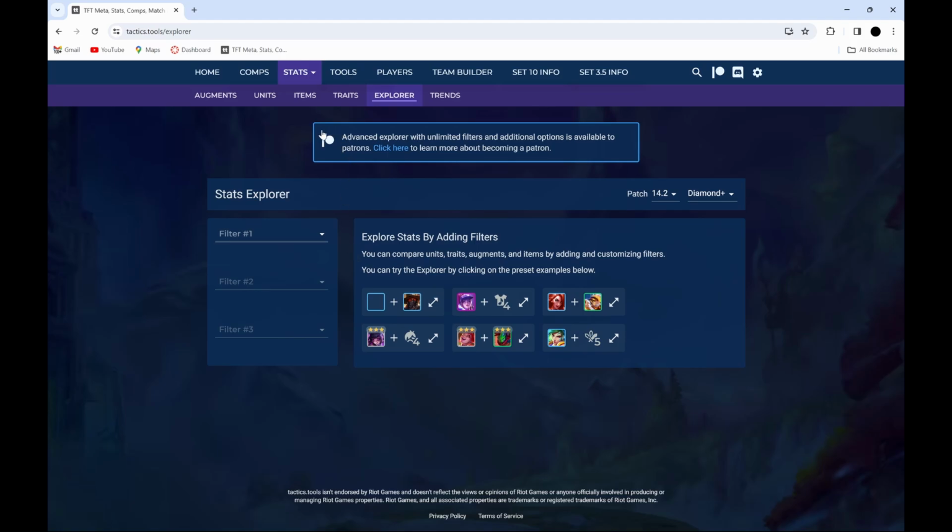One thing to note is that there is an Advanced Explorer with more filters and options. However, given that most people watching this probably don't have access to that, as it is only available to patrons, I'll just be talking about the basic version for this video.